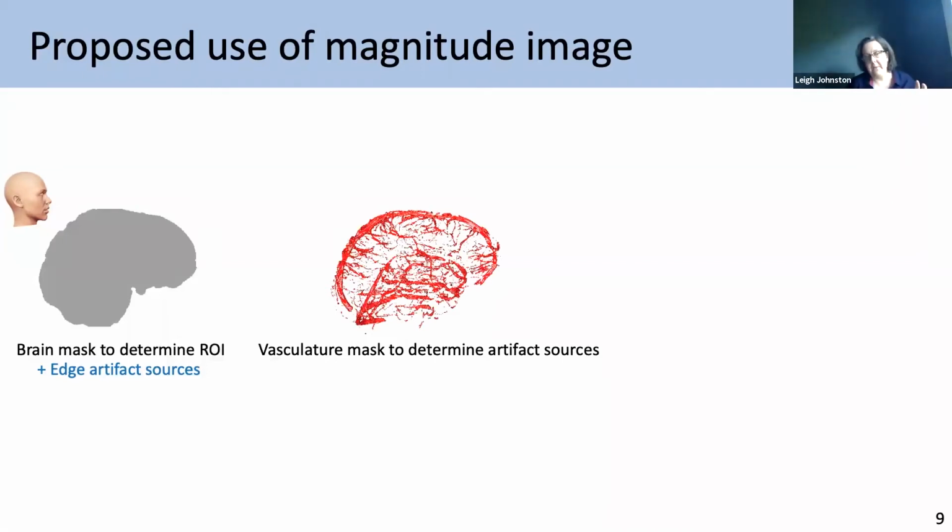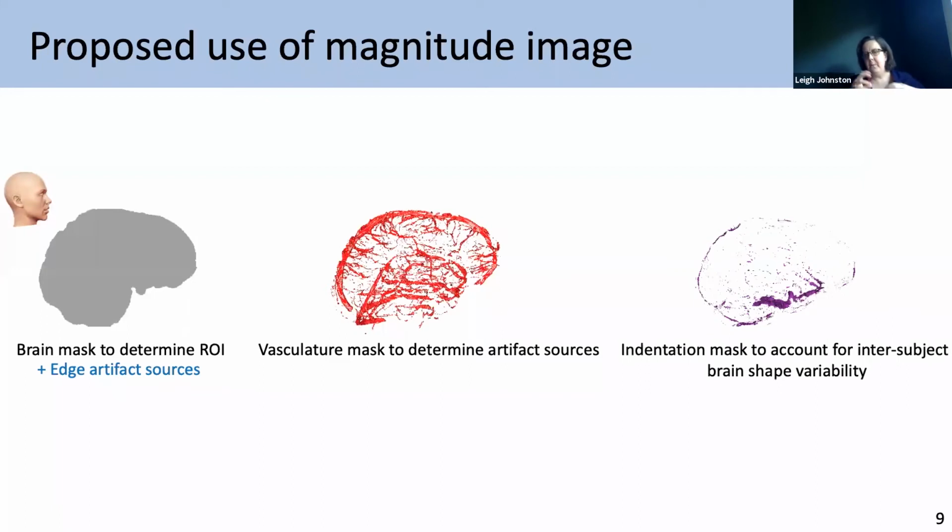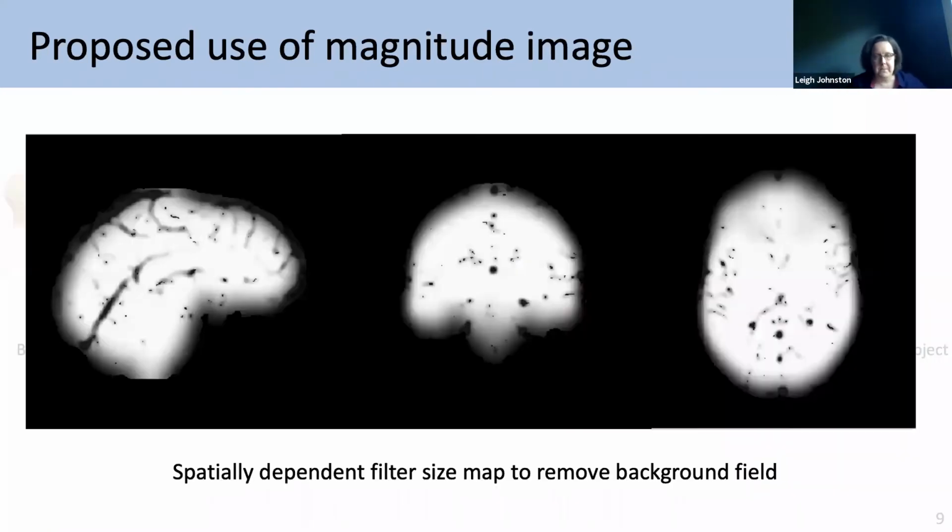So the first part of our method was let's clear up stuff at the cortical surface. We need a mask of that. Let's clear up things in the vasculature mask. And we also created what we called an indentation mask to deal with the fact that everybody's sinuses look a bit different, etc. Okay, so this is all done on the individual subject.